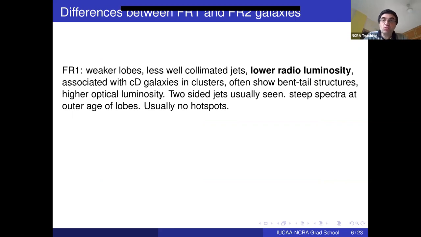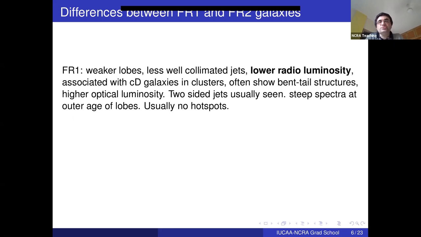If you look at the optical counterparts of FR1 galaxies, they are usually associated with CD galaxies. I've already told you that CD galaxies are very massive, luminous elliptical galaxies that sit at the centers of clusters, at the center of their potential. FR1 galaxies often show bent tail structures and higher optical luminosity of the optical counterpart. Of course, the lobes and the jets usually don't have any optical counterpart. So if you look at the region of the radio lobe in the optical, you'll see nothing there.